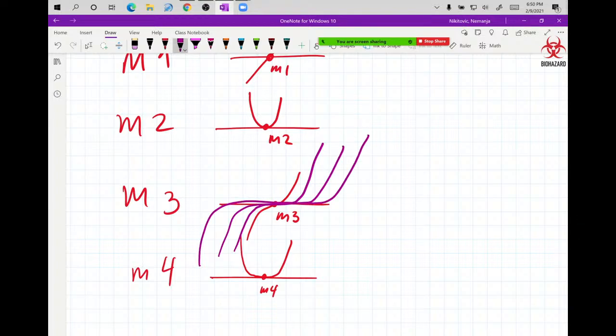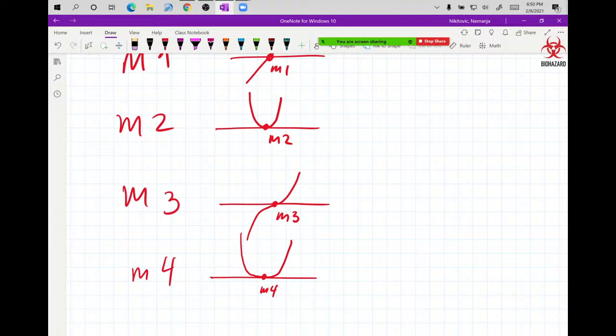M8, sorry, M7, M9, right? Because they have to be odd ones. So 3, 5, 7, 9, and so on. M, multiplicity, right? How many same roots you have on a pile.